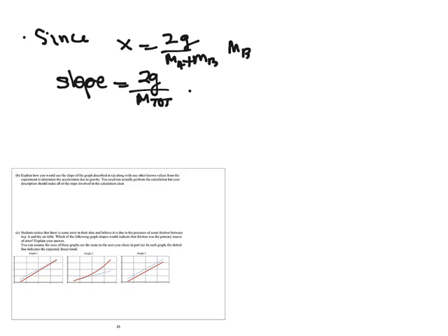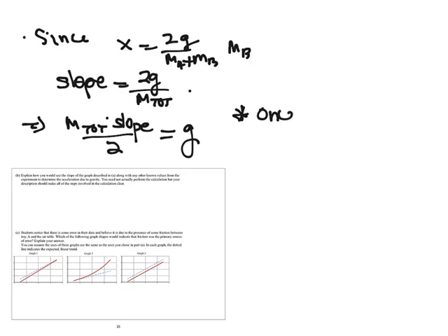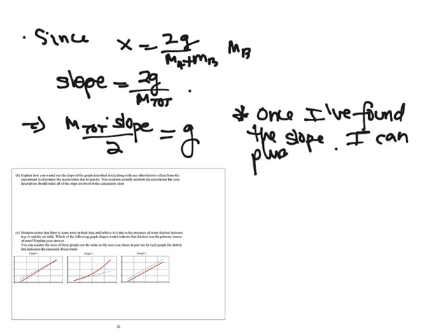I multiply both sides by m total, so I have m total times slope, and I want to get rid of the 2 as well, so I divide both sides by 2, and that's equal to gravity. Okay, then once I've found the slope, I can plug the numbers in and solve for g.